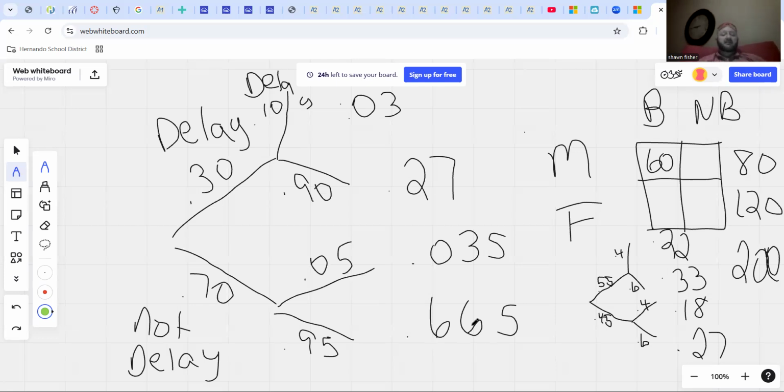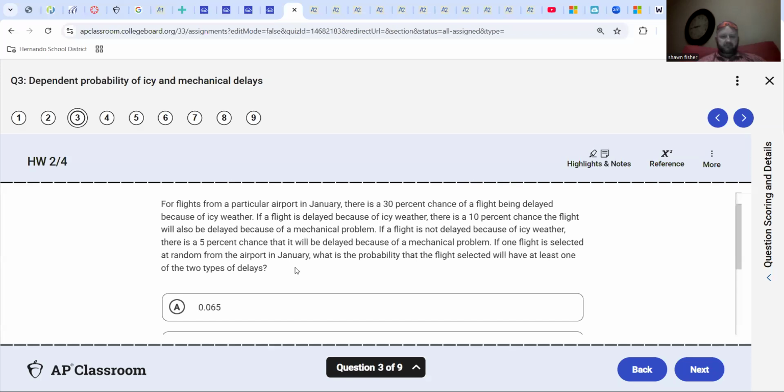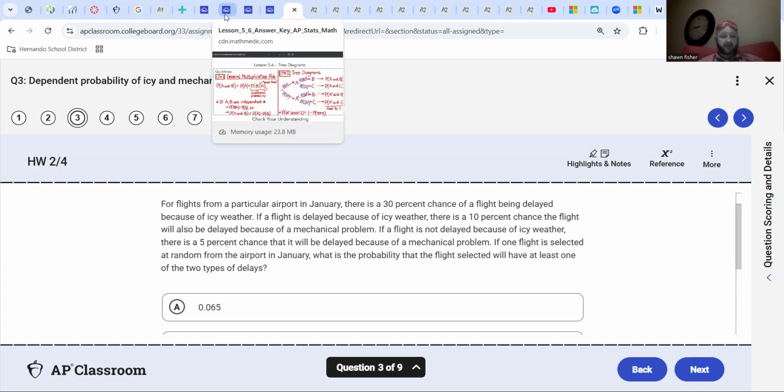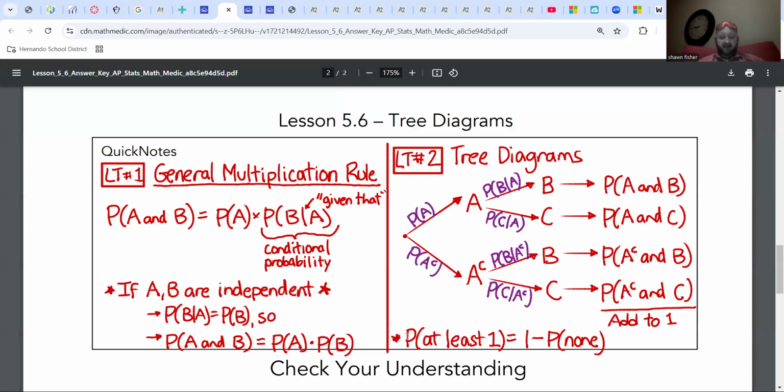All right. So, what's our question? What is the probability that the flight selected will have at least one cause of delay? There's two types of delays. I need at least one. Well, let's just count. Remember what I said about at least one? Let's see if I can pull it up. Right here, when there's a probability of at least one, that's really one minus the probability none will be delayed.